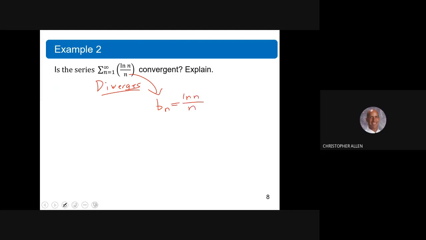Notice that in my first example, I let the stuff in the problem be the a sub n, or in the last example a sub k. In this example, I'm actually going to let it be the b sub n because I'm trying to show that it diverges. And in this case, I'm going to let my a sub n be 1 over n. First of all, you would agree that for n greater than or equal to 1, those are both positive. Agreed?